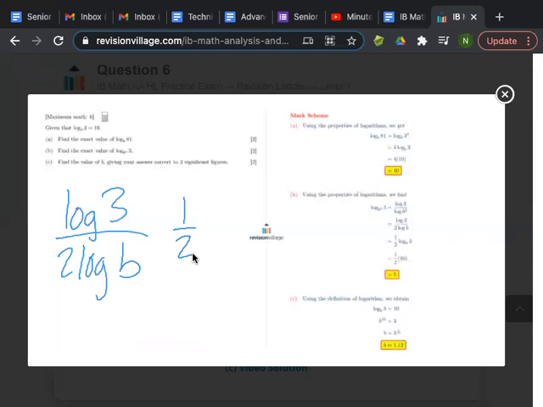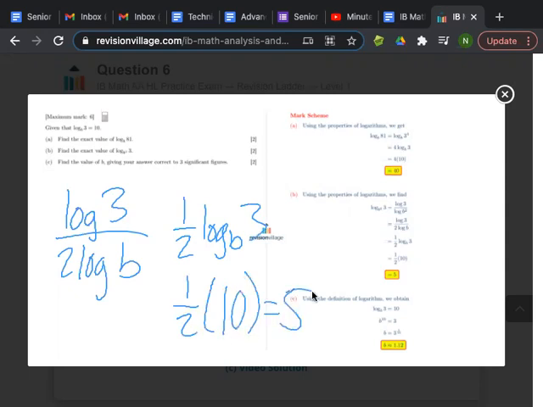I'm gonna slow it down a little bit. So because we have the log 3 over log B, we can rewrite this as 1/2 log base B of 3. So this is 1/2 times 10, so 5. Is that the issue? Yep. That's confusing.